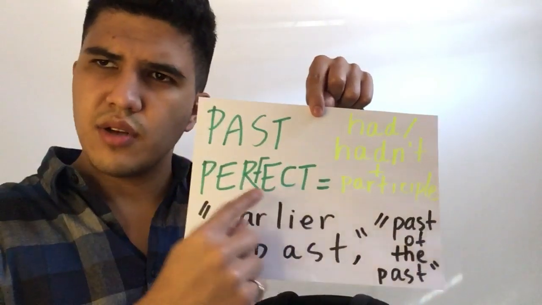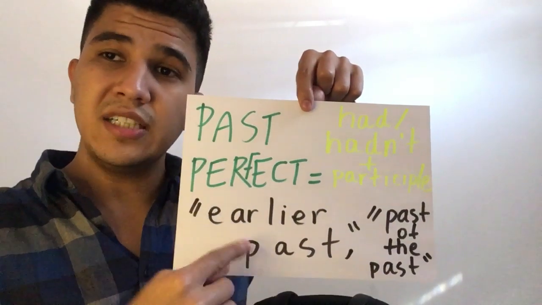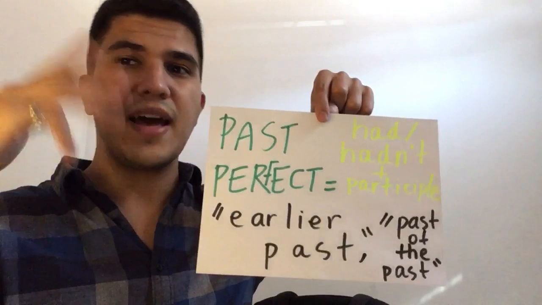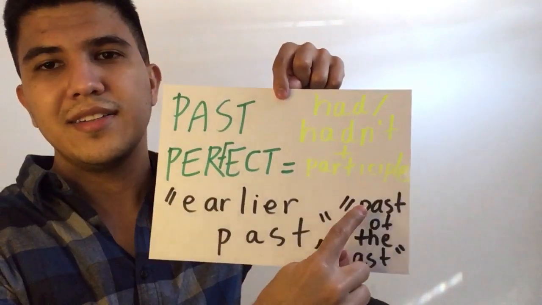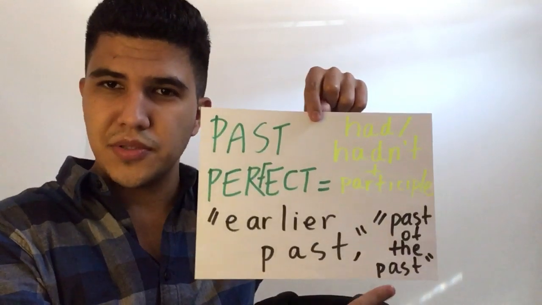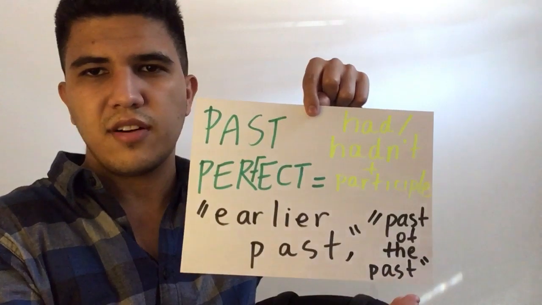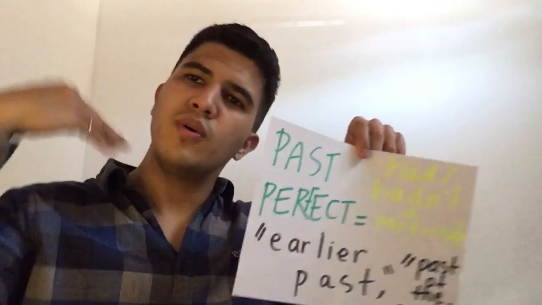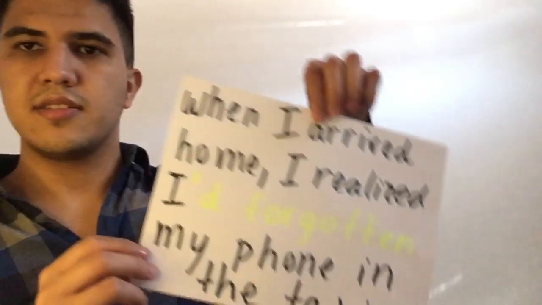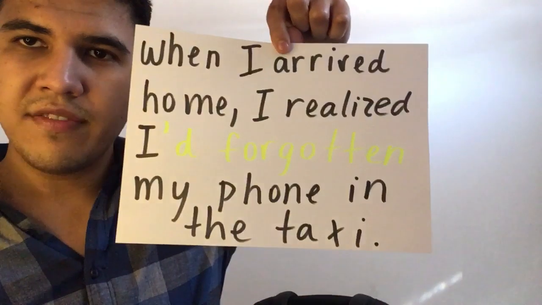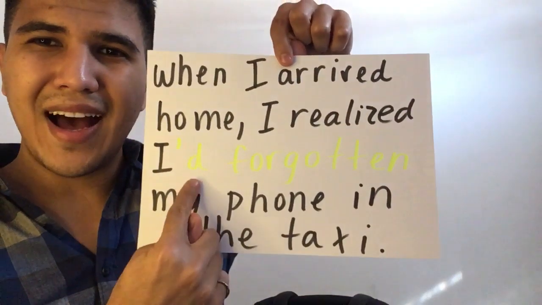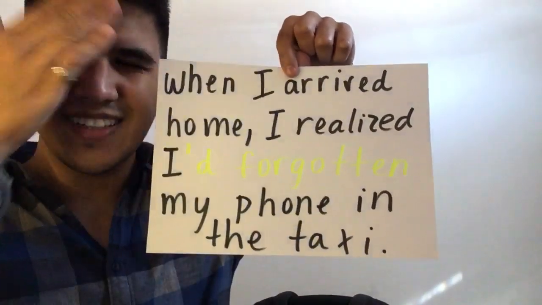Past perfect is also known as the earlier past because it's the past before the past, or the past of the past. I like this one too. The earlier past, or the past of the past, because it's how you go before the main actions in the past. Example of an affirmative sentence: when I arrived home, I realized I'd forgotten my phone in the taxi.